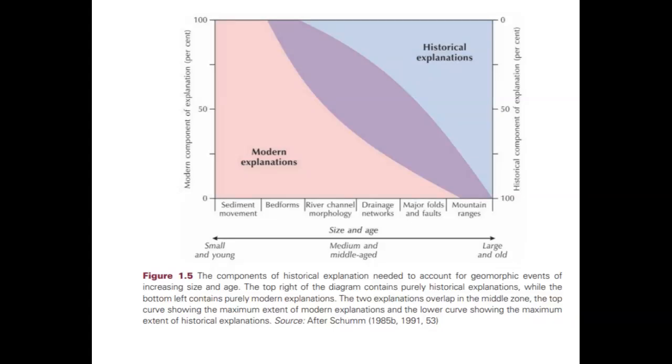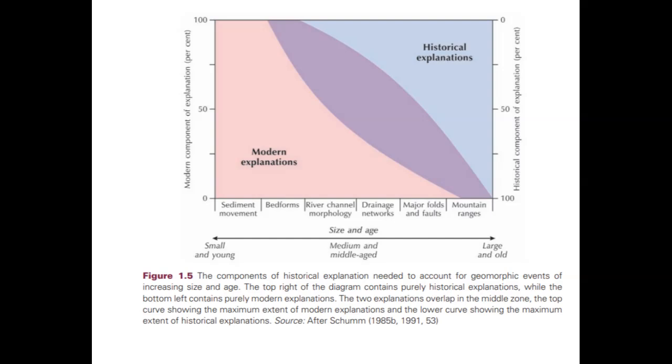Figure 1.5 and the components of historical explanation for geomorphic events. Introduction. When we gaze upon the diverse landscapes of our planet, from towering mountains to deep valleys and sandy beaches, we marvel at the complex processes that have shaped these features over millions of years. Figure 1.5 provides us with a valuable framework for understanding how these landforms evolved and how we can interpret them.